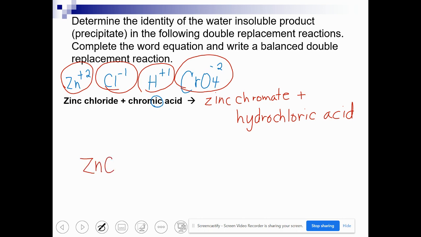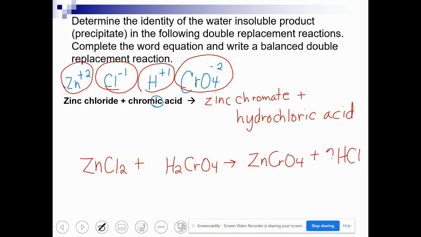I have zinc chloride. I have chromic acid. I need 2 H's for this one since the CrO4 is -2. Zinc chromate, +2 and -2, that's just going to be 1 of each ion. And hydrochloric acid, +1, -1, so I just need 1 of each ion in hydrochloric acid. I'm going to have to balance this by putting a 2 here.